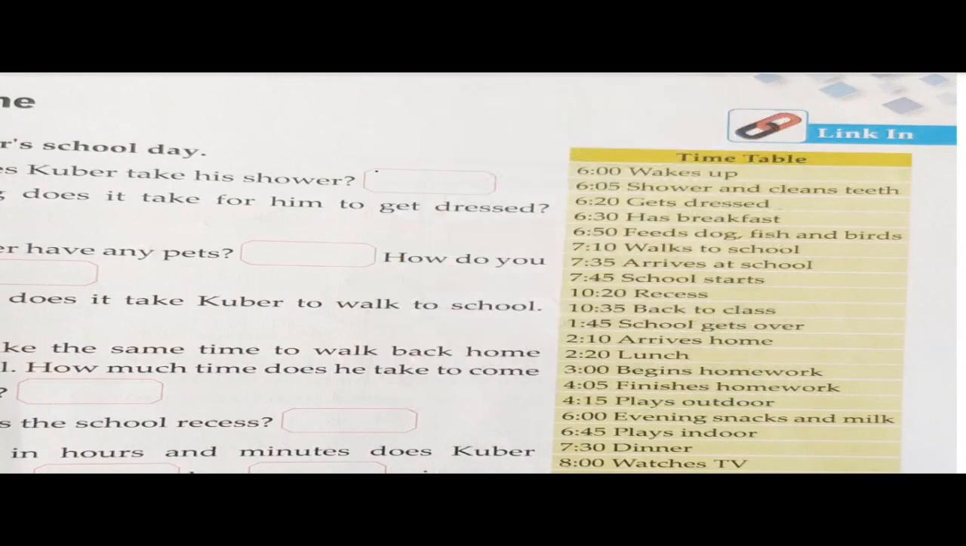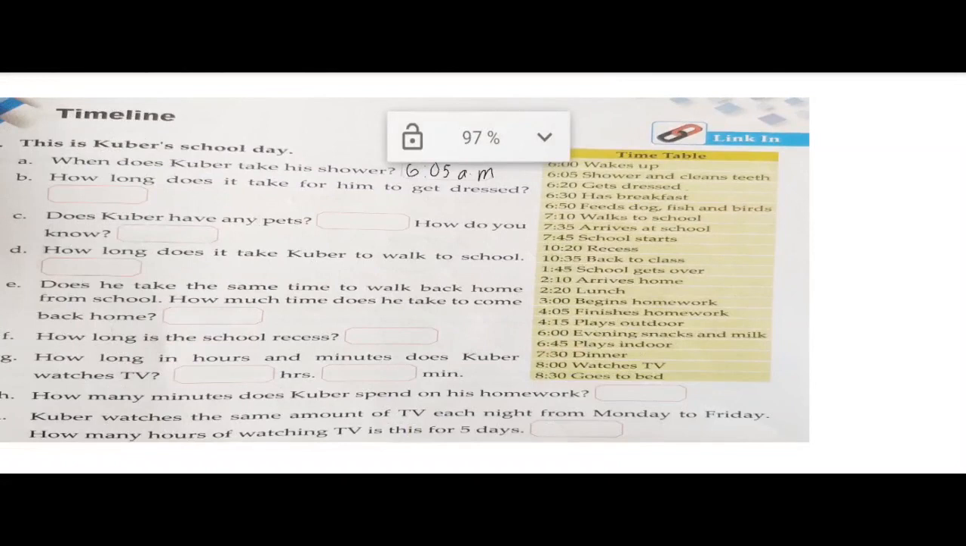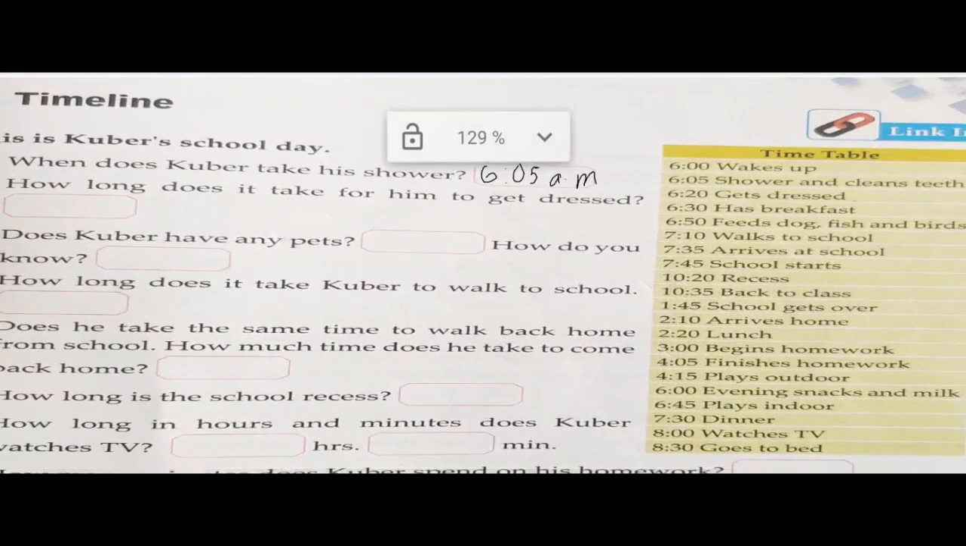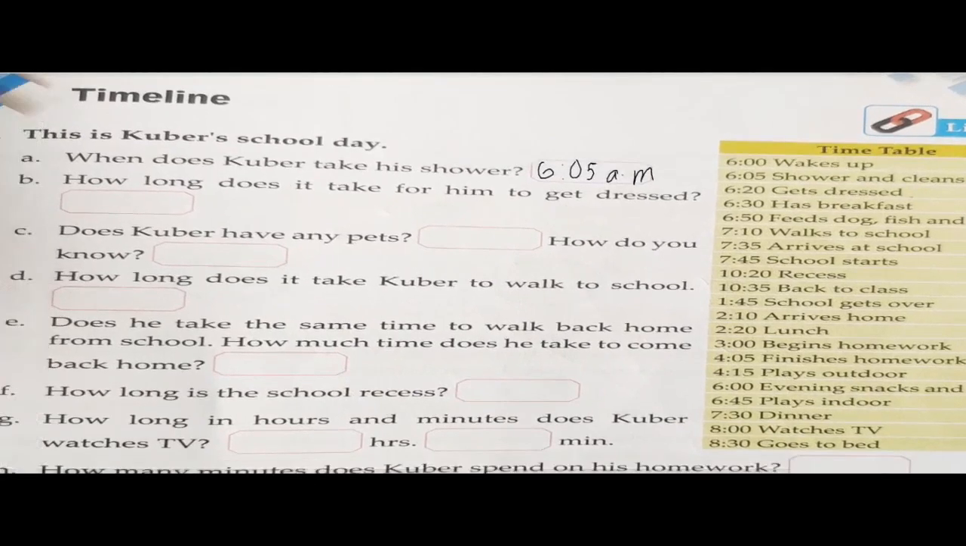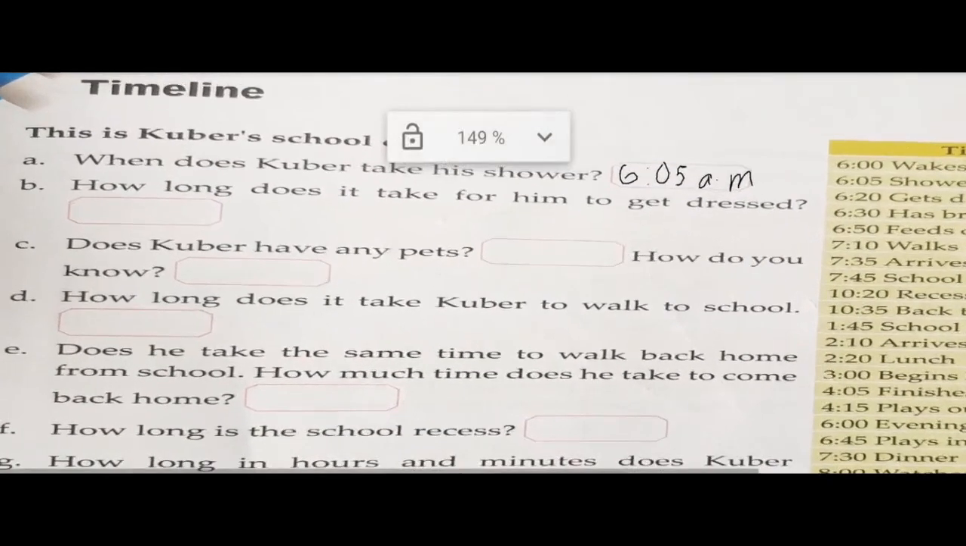So at 6:05 a.m. Okay. Let us see the next question. How long does it take for him to get dressed? So he gets dressed from 6:05 to 6:20. So between 6:20 and 6:05, if you minus 5 from 20, there is 15. Yes, so Kuber takes 15 minutes. So in the answer you will write 15 minutes.